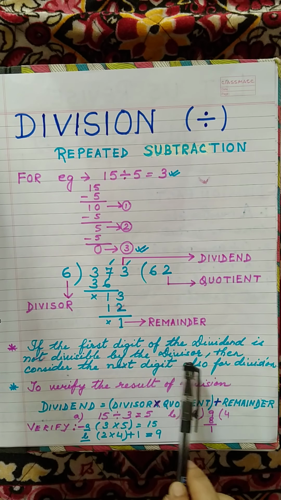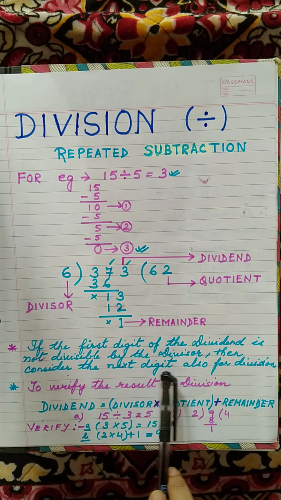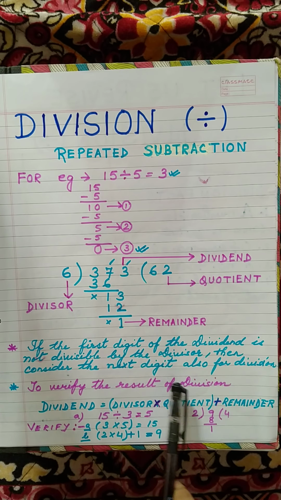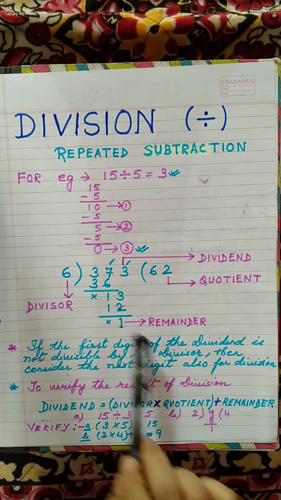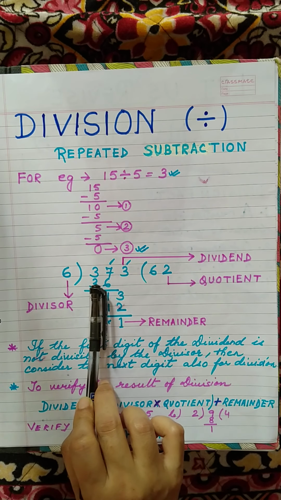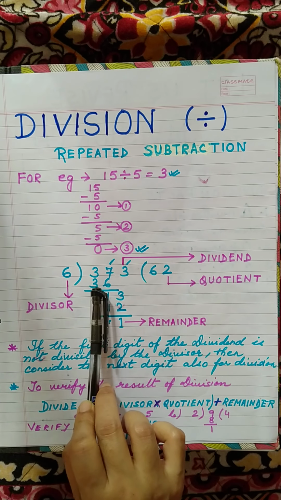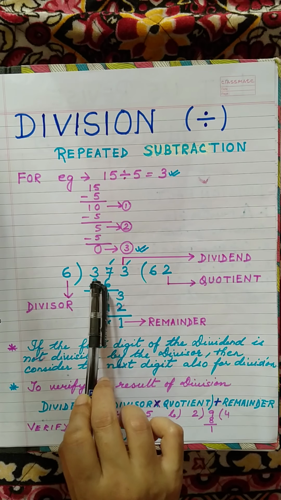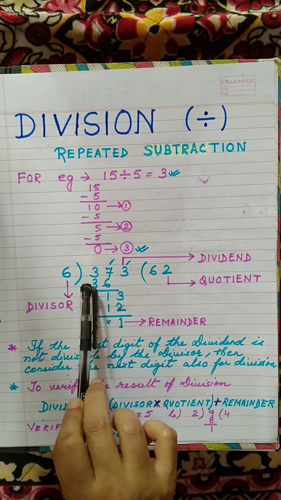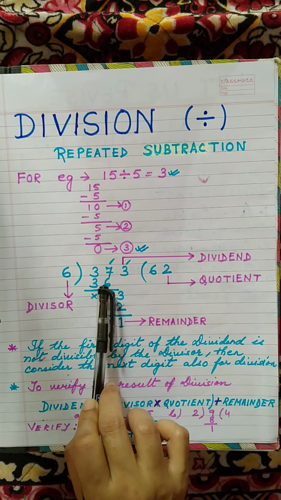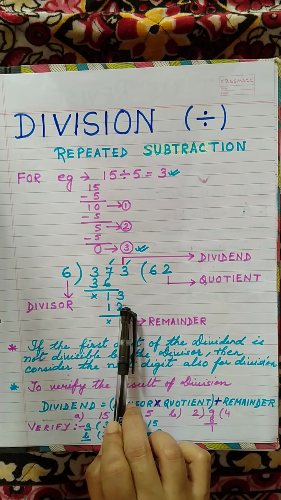If the first digit of the dividend is not divisible by the divisor, then consider the second digit also for division. For example, here we first took 3, the first digit, but it is smaller than 6 and we cannot divide by 6. Therefore, we took the next digit. Together it is 37. So the first number we divided was 37 here.